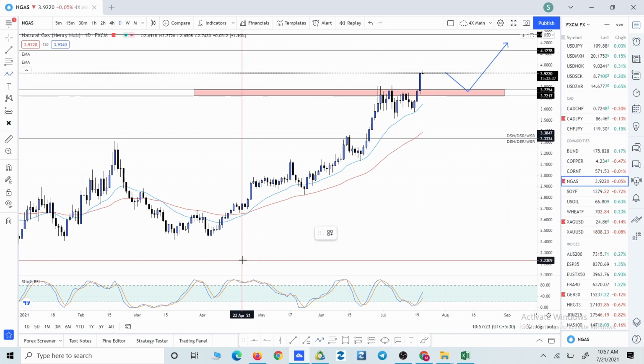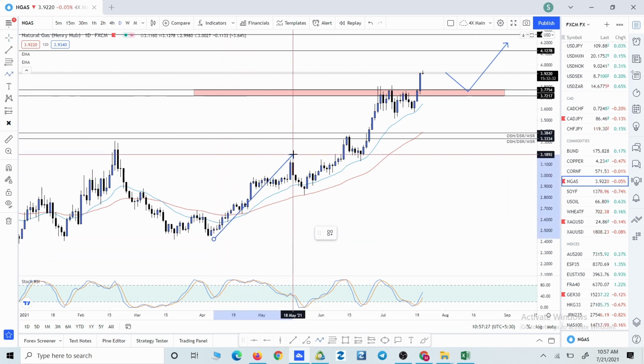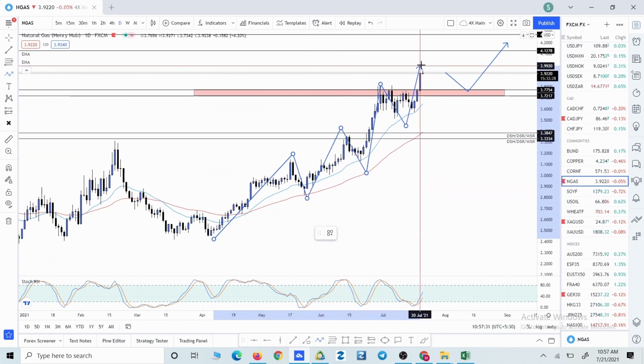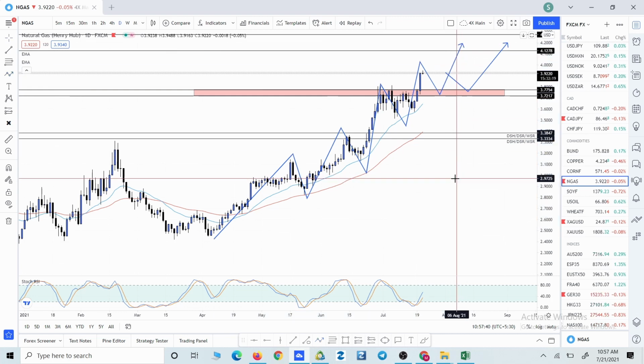As you can see, natural gas is consistently making higher highs and higher lows. Starting from here, we have the high, low, high, higher low, high, higher low, and now we broke and closed above the previous high. So we are waiting for any kind of pullback into this high confidence zone to go long. Now why is it a high confidence zone?